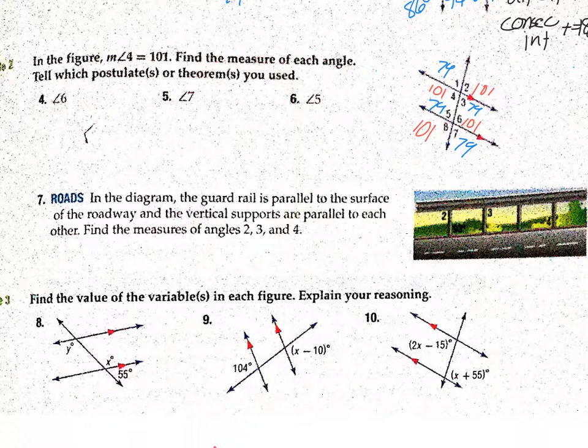Angle 1, 79. 79 for angle 5, 79 for angle 7. So what do you notice here? Something you should pick up is that these always have to equal 180 because they're a linear pair. 180, 180, 180. Same goes true if you go this way. 180, 180, 180, 180. So then, what's angle 6? Angle 6 is 101. Angle 7 is 79. Angle 5 is 79.